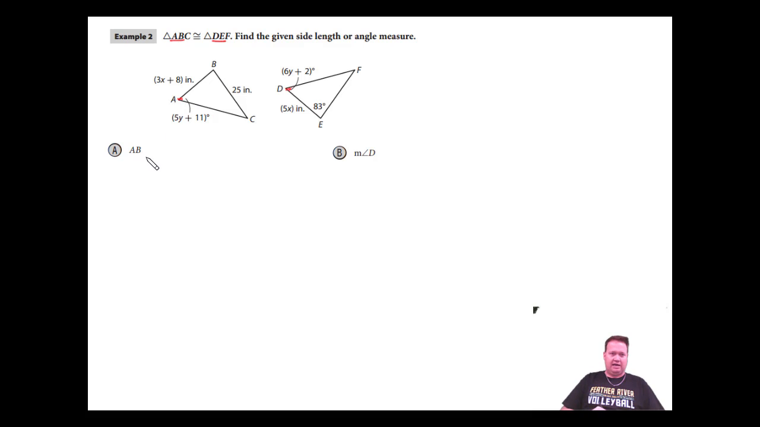So let's find AB. I know that the length of AB is going to be the same as the length of DE on the triangles. And I'm going to go back over here to AB, and AB is 3x plus 8. And DE is 5x, and I am not going to walk you through this solving of this equation, but let's go ahead and solve it real fast.